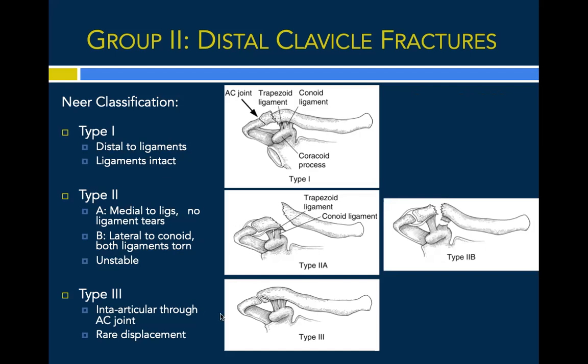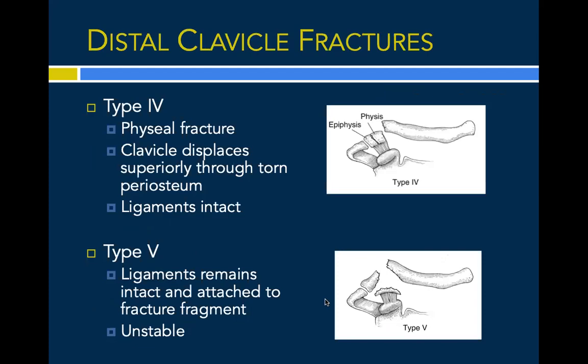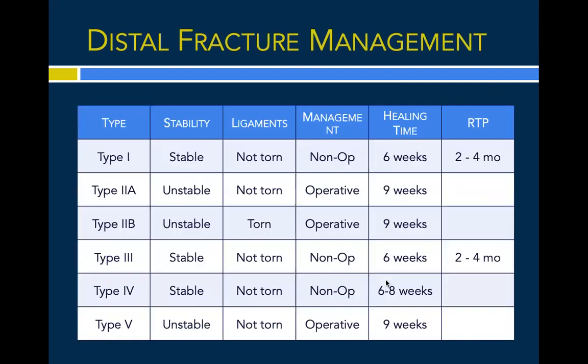And then a type 3 is intra-articular through the AC joint, which is rarely displaced because the AC joint capsule is going to hold it in place. A type 4 is a physeal fracture. So here's the physis, and the clavicle displaces superiorly through torn periosteum. This is complicated to manage. And then a type 5, these ligaments remain intact, but you have 3 fracture fragments, 1 attached to the ligaments, 2 laterally, and 3 medially, which is inherently unstable.